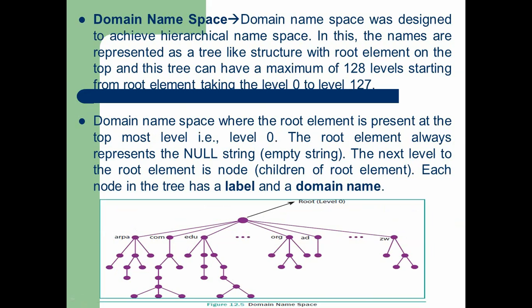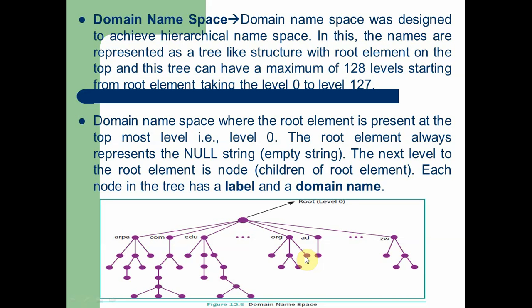See here, the domain namespace. The domain namespace was designed to achieve a hierarchical namespace. The names are represented as a tree-like structure with the root element on the top, and this tree can have a maximum of 128 levels, starting from the root element at level 0 to level 127. In the diagram you can see level 0, that is the root level, and many branches and sub-branches are created because there are many parts of this DNS namespace. The first part may be the nature of the organization, the second part the name of the organization, the third part the department of the organization. So depending upon the document type, the root may be extended.